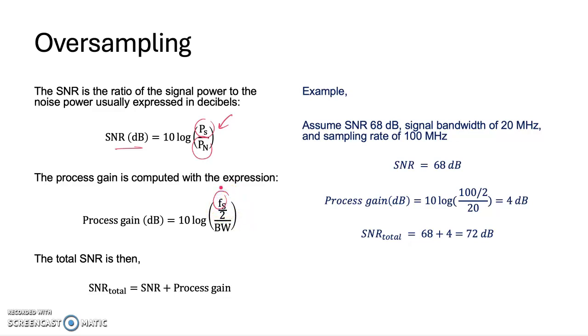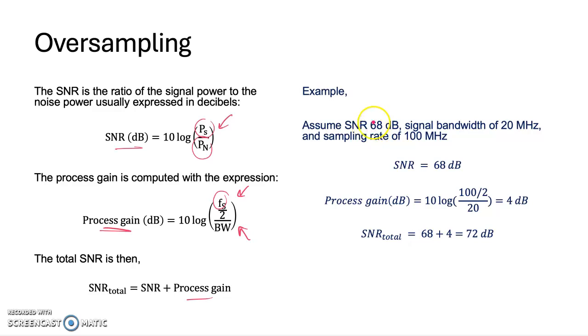This is our sampling rate divided by 2 divided by the bandwidth. We convert this into decibels. This will give us the process gain. So it is dependent on sampling rate and also bandwidth. Therefore, the SNR total is SNR plus the process gain.